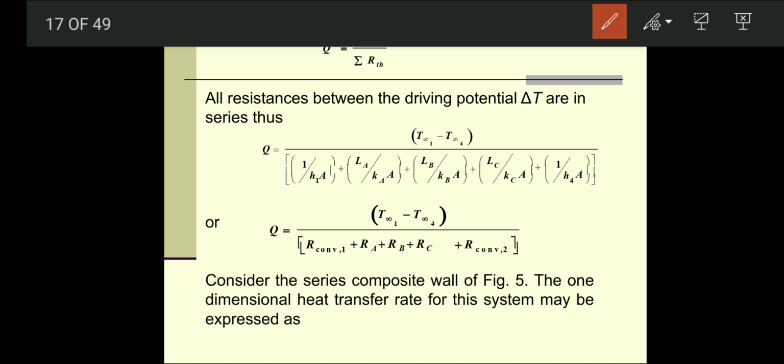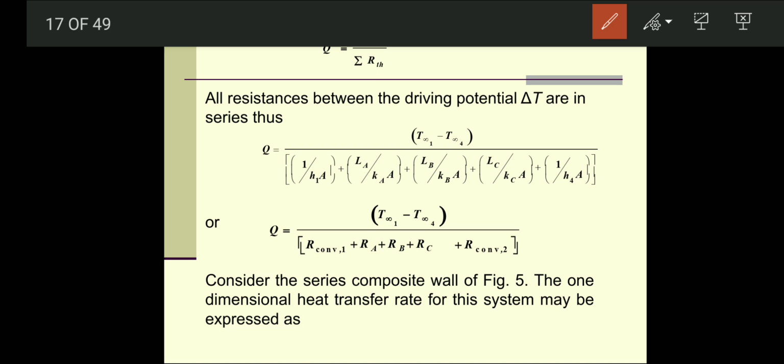So we can write Q is equal to delta T upon the summation of R thermal. So all resistances between the driving potential delta T are in series. In a second case, resistances may also be in parallel. But in this case, the resistances are in series.